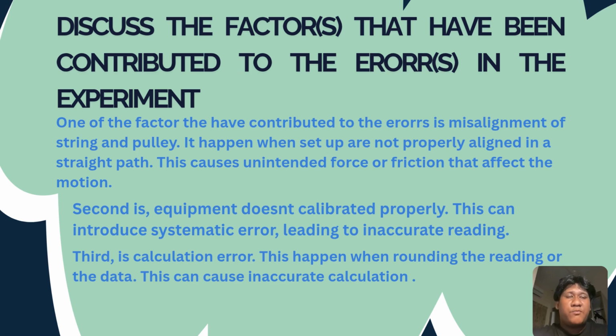Second is equipment that is not calibrated properly. This can introduce systematic error, leading to inaccurate readings. Third and lastly is calculation error. This happens when rounding the reading or the data. This can cause inaccurate calculation.